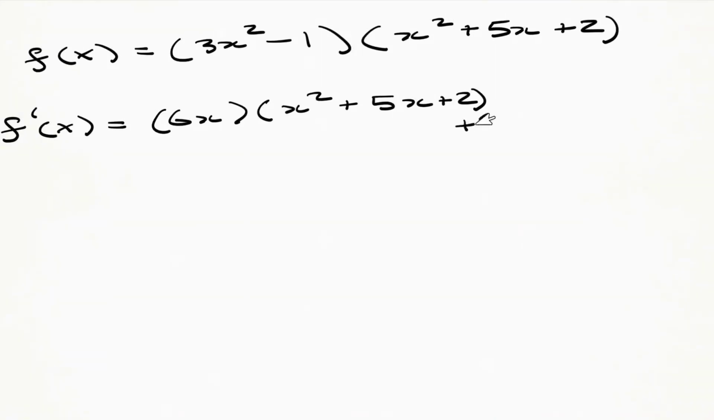plus 3x squared, take 1, multiplied by 2x plus 5, which is the derivative of the second part.